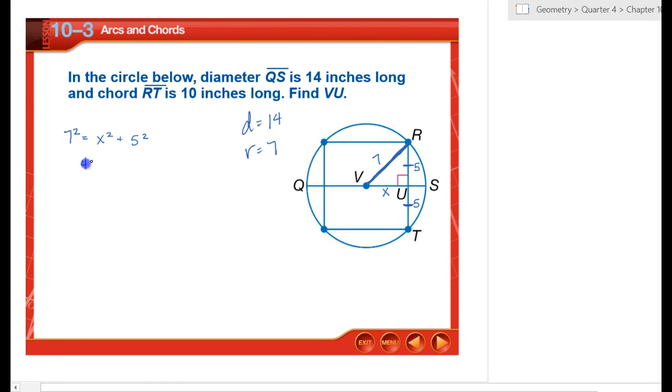Alright, 49 is equal to x squared plus 25. x squared is equal to 24. When I take the square root, it's not a nice number. So let's look at factors. We got 6 and 4. We have 2's, and we have 2 and 3. I have one pair, so that means I can pull out a 2 and leave the 2 times 3, 6. So x, which is VU, is 2 square root of 6.